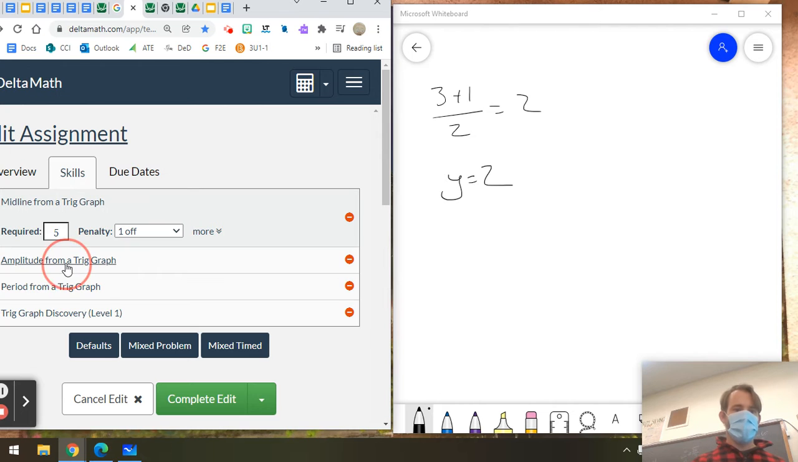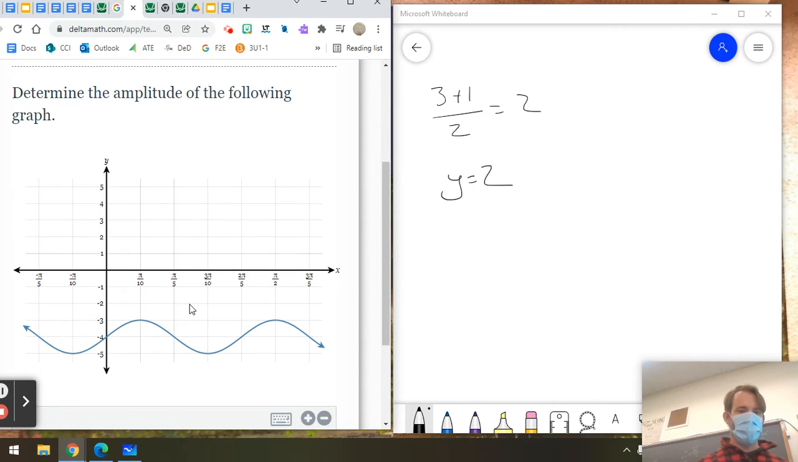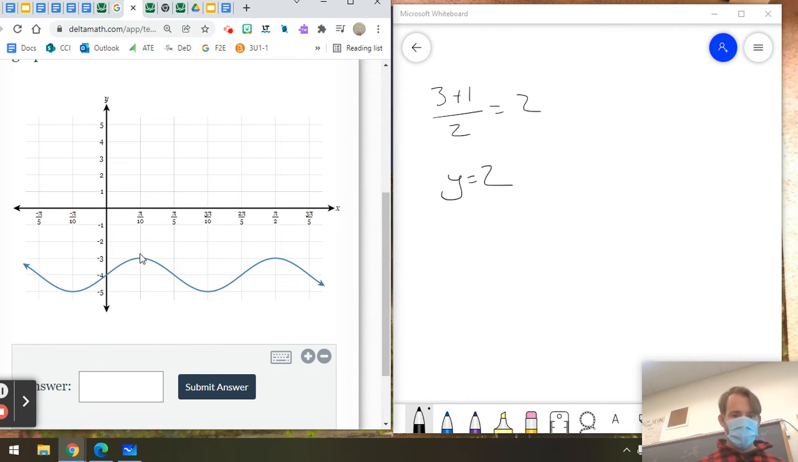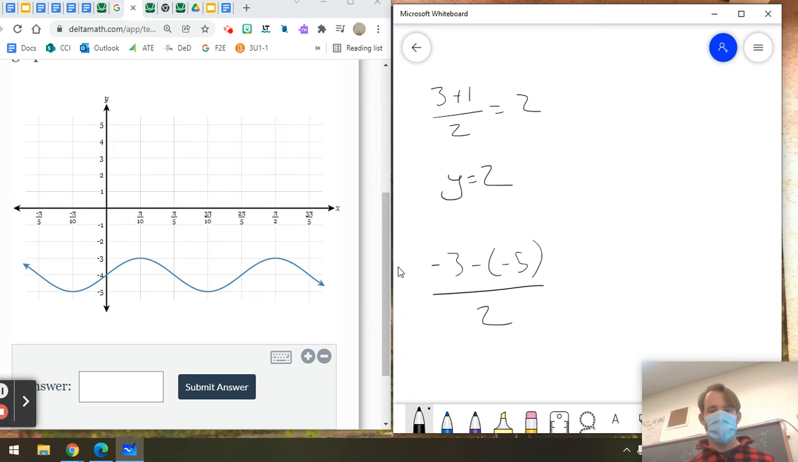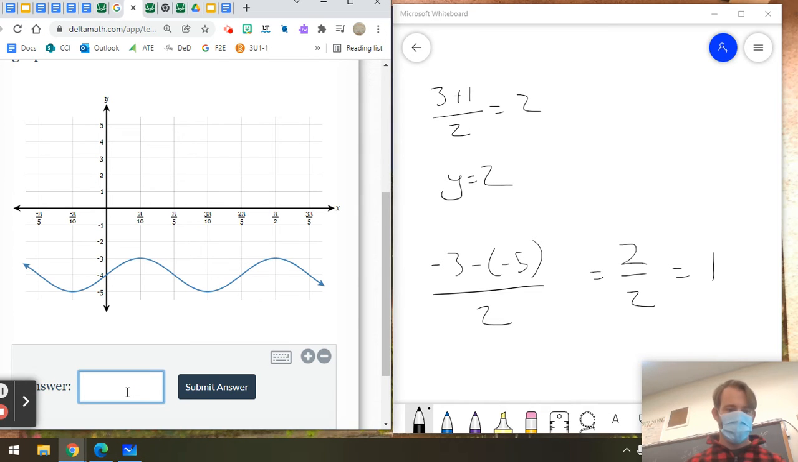Now the next skill is the amplitude from a trigonometric graph. We want to know the amplitude here, and the amplitude is the distance between the height and the midline. So I can do -3 minus -5, because I see that the bottom here is -5 and the top is -3, and I divide that by 2. That is 2 over 2, so that's equal to 1. So the amplitude here is 1.